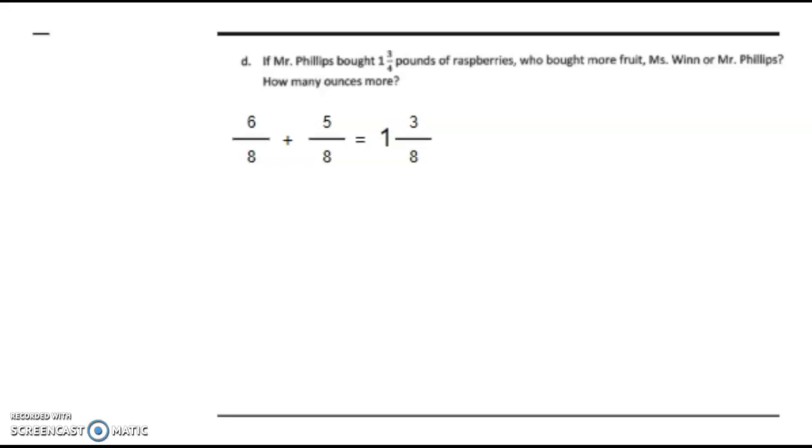3/8. So from here you should be able to answer the question, who bought more fruit? So the answer that's right here is for Miss Wynn, because Mr. Phillips has already been given to us. So your first answer should be that one of them bought more. You're going to have to figure that one out.